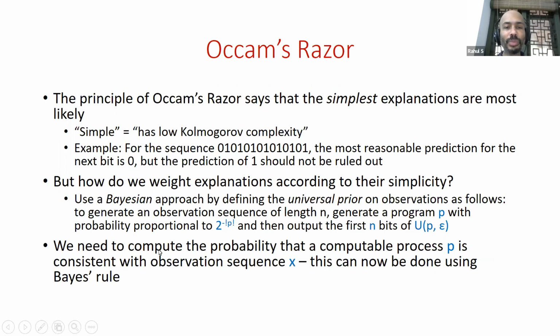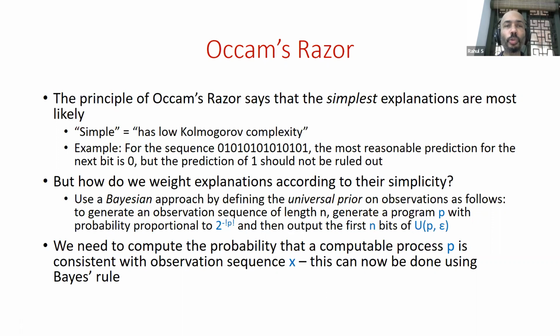Now we want to use the Bayesian approach as follows. We want to find the probability that a computable process P is consistent with observation sequence X. We can do it by using Bayes' rule: what's the probability that X is produced by P, and then what's the probability of process P? Using the universal prior, we can define the probability of P. Then we use Bayes' law to get the probability of P given X. That's something we can get using Bayes' law once we've defined the universal prior.